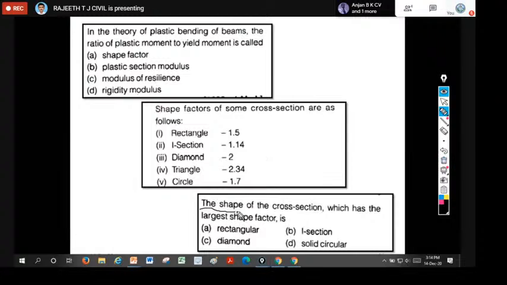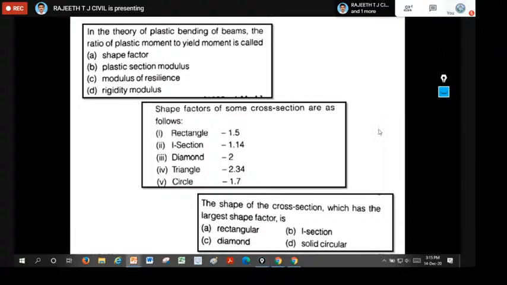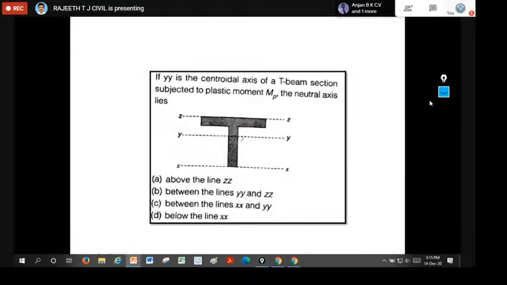So here is another review question I have taken. Which cross-section has the largest shape factor? In the table, rectangle is 1.5, diamond is 2, I section is 1.14, solid circular is 1.7. Therefore, the answer is diamond, with a value of 2. This is the highest shape factor among these four. But among the basic cross sections, the triangle has the highest shape factor. If a member has the highest shape factor, it will take more load and more moment in an actual structure, so we need to practice that shape in design.